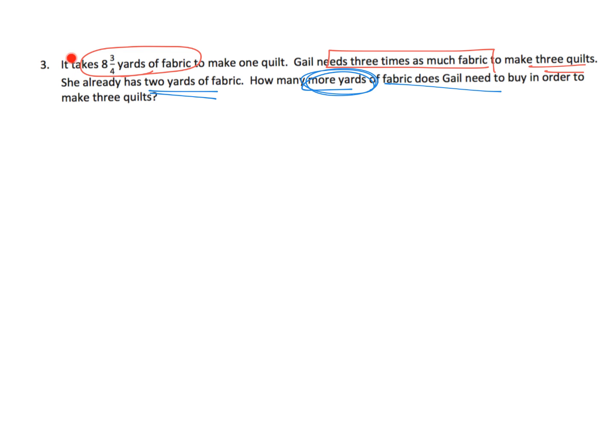So let's get started. So it says it takes 8 3/4 yards of fabric. So let's start by drawing 8 3/4. So here's 8 3/4. And we need 3 times as much as that, because she's going to be making 3 quilts. All right, so here's our 3. 1, 2, 3. All right, but it says she's already got 2 yards of fabric. So how many more yards? See that one little word, more. How many more yards does she need? So let's first figure out how many yards she needs total, ignoring the fact that she already has 2 yards.